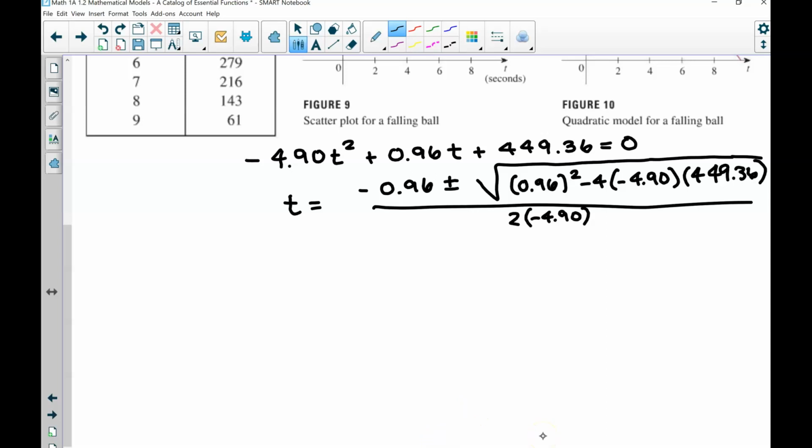And so then we are only going to be dealing with a positive root. And so we end up with two values. One is negative and one is positive, but we're going to use the positive value, which ends up being 9.67. Okay? And so what that means is that's the time, 9.67 seconds. So we predict the ball will hit the ground after about 9.67 seconds.